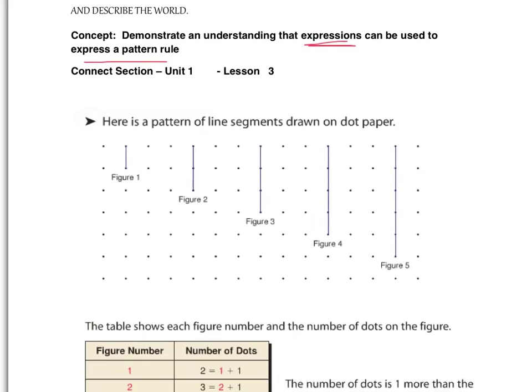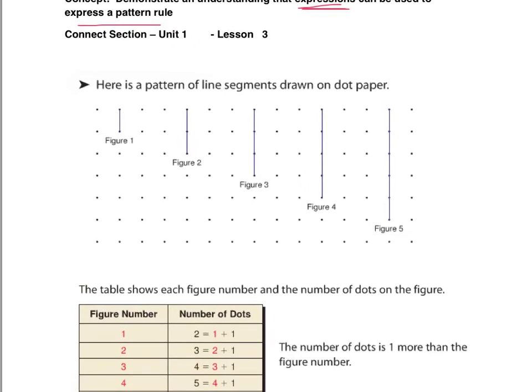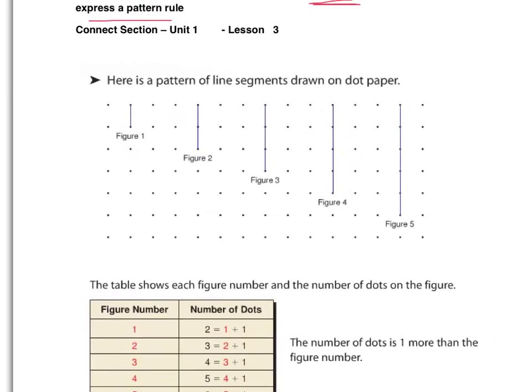In fact, if we look at the picture below, sometimes patterns can also be shown in a picture format, depending on the pattern itself. Here we have a pattern of line segments drawn on dot paper. Figure number 1 has 2 dots, figure number 2 has 3 dots, figure number 3 has 4 dots, figure number 4 has 5 dots, and figure number 5 has 6 dots.